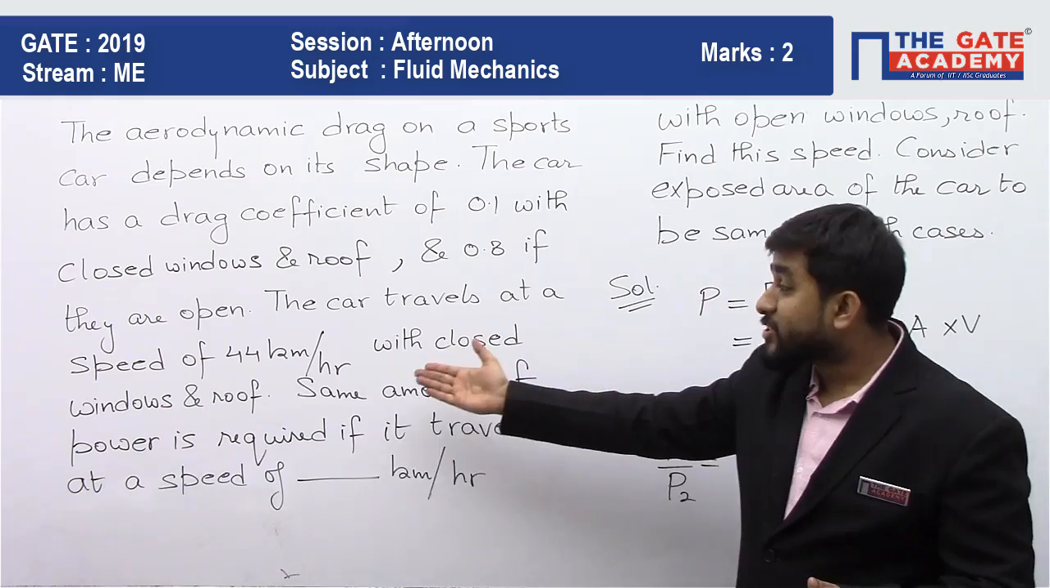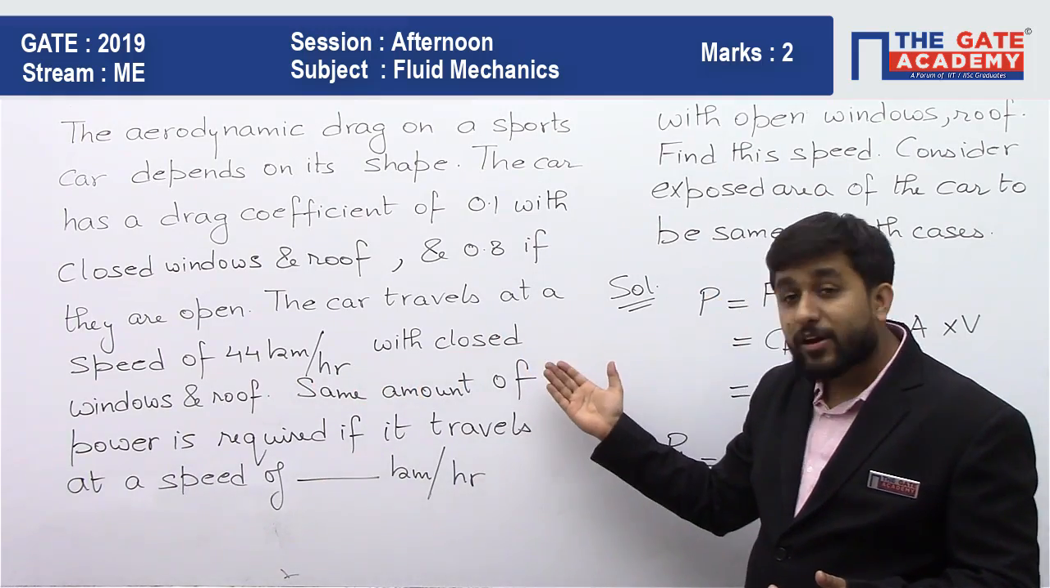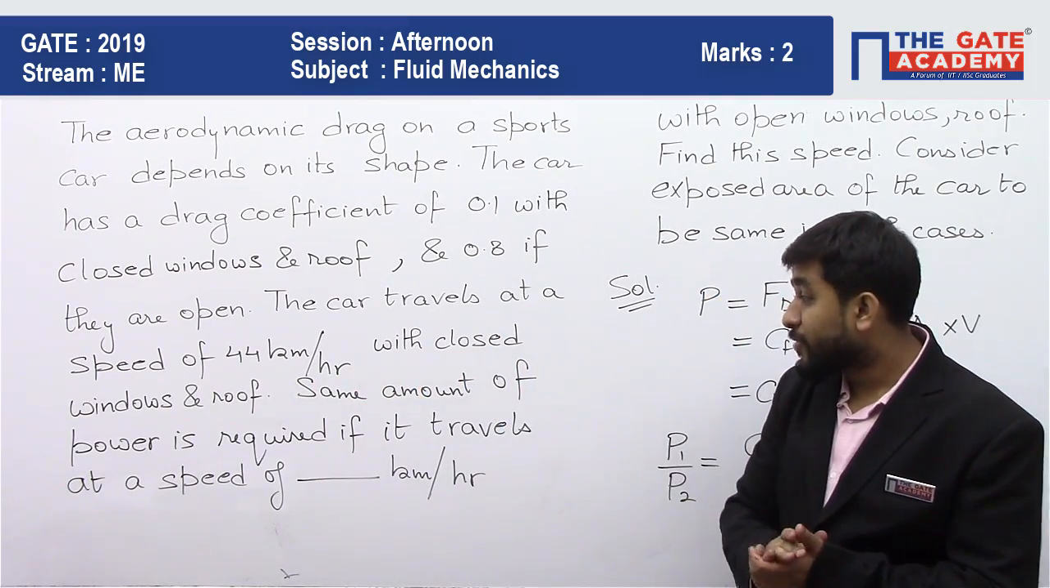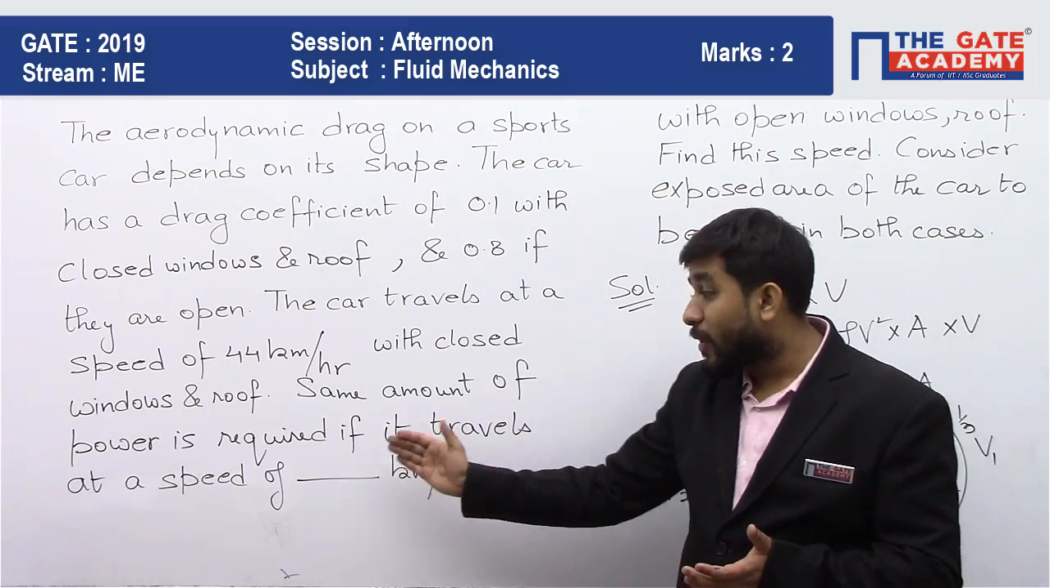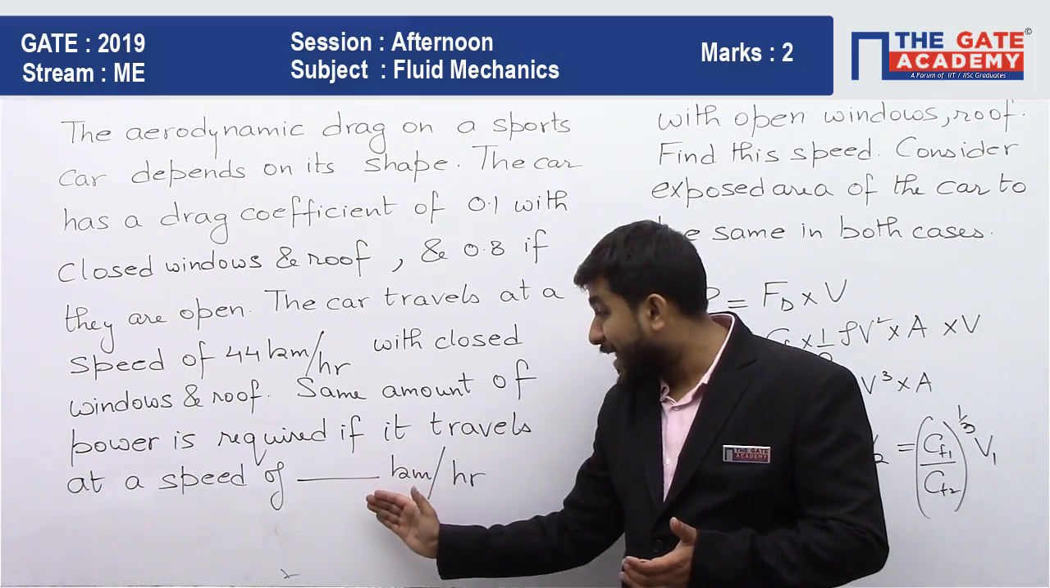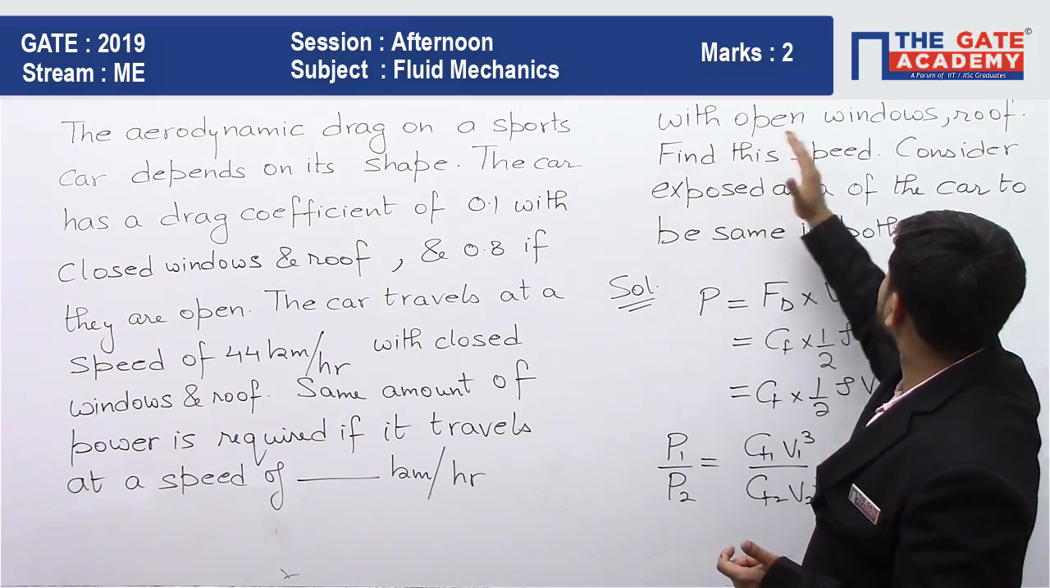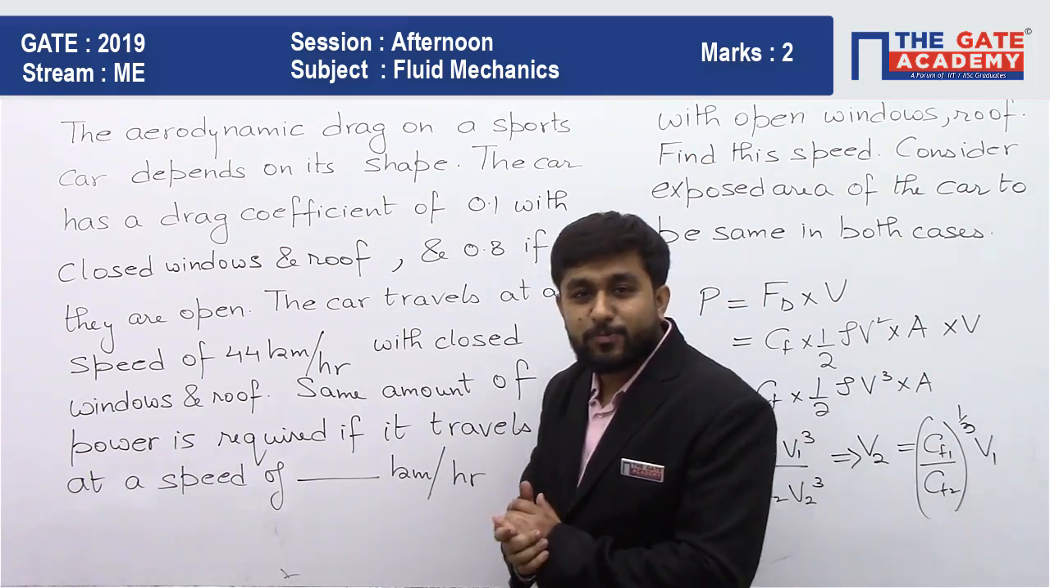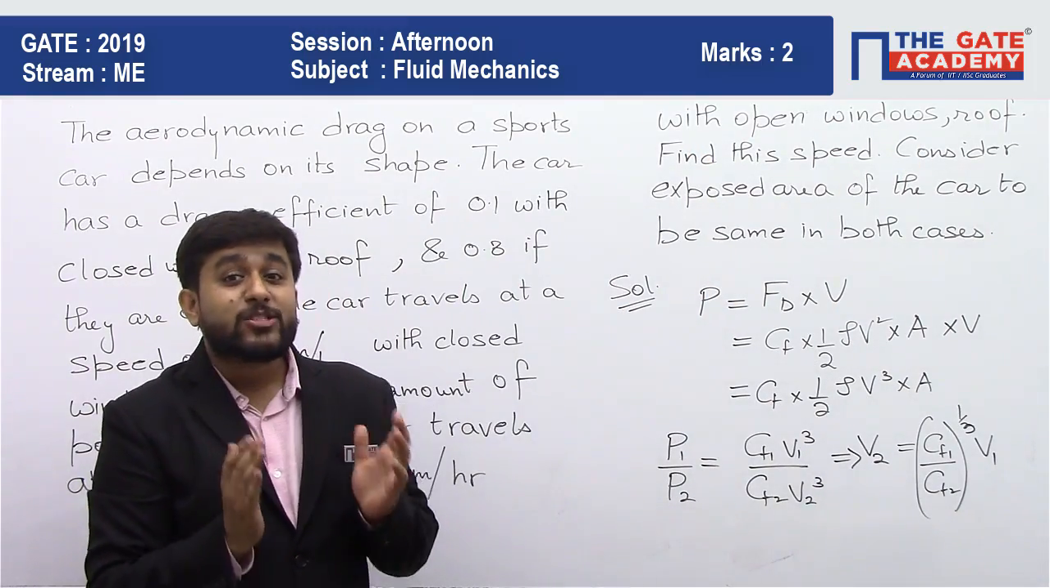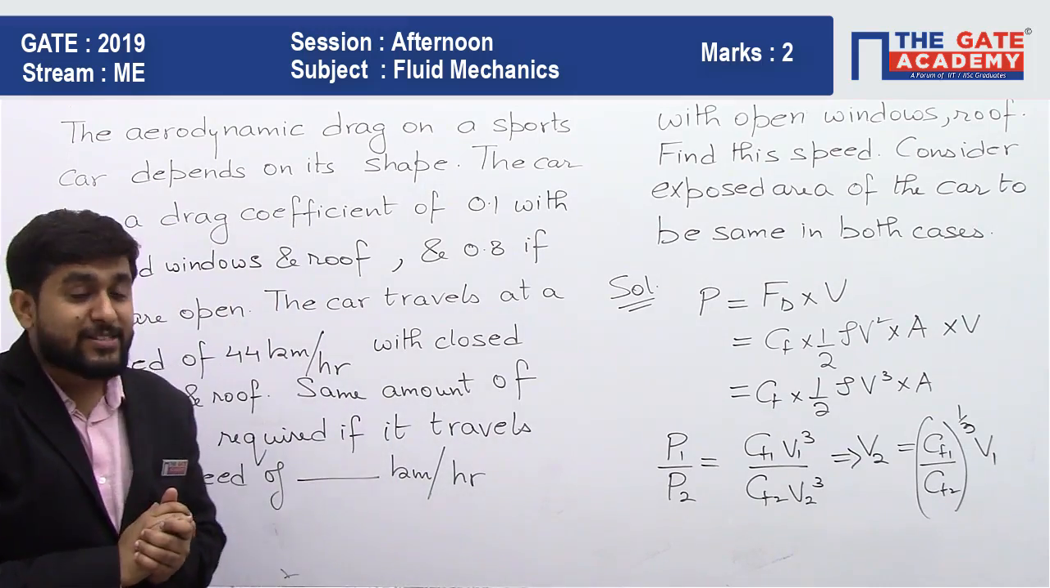The car travels at a speed of 44 km per hour with closed windows and roof. The same amount of power is required if it travels at a speed of dash km per hour but with open windows and roof. Find out this speed and consider that the exposed area is the same in both the cases.